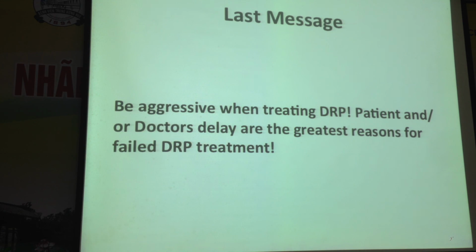One more message. When you have a patient with active diabetic retinopathy, be aggressive. If you're too conservative, if you wait too long, the diabetes will not wait for you to treat the eye. It will kill the eye before you get a chance. So be aggressive, treat hard when you have active diabetic retinopathy.